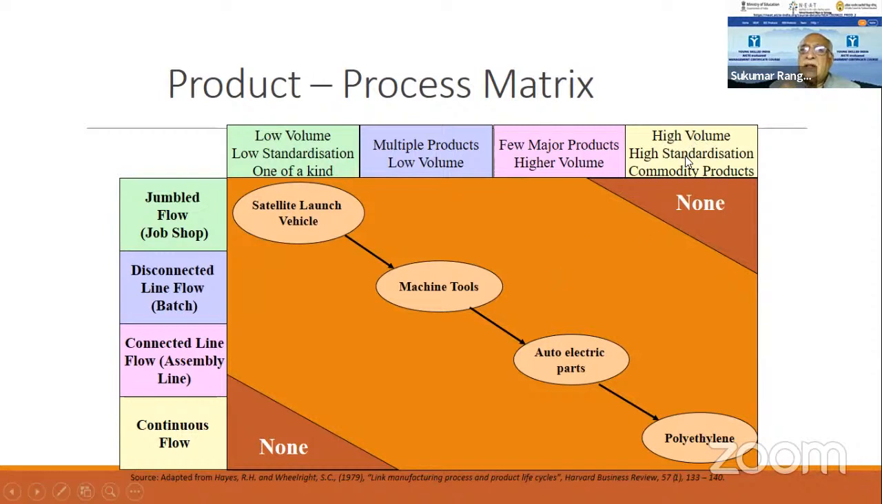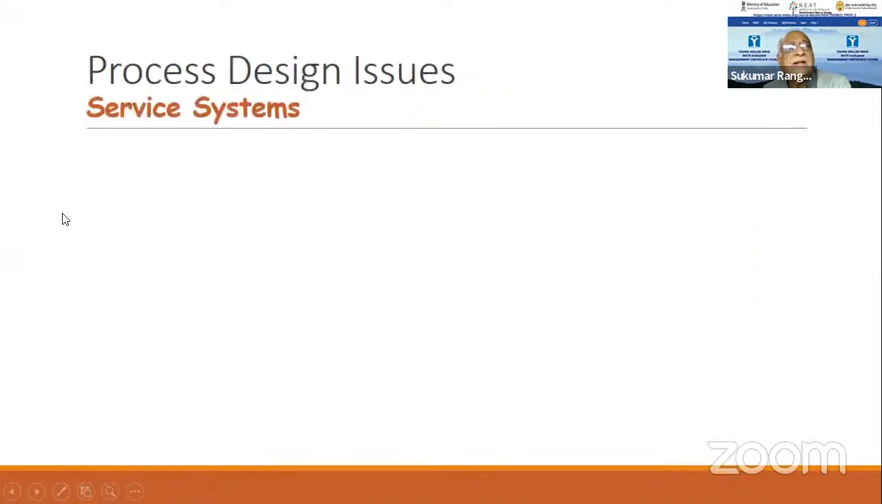And high volume, high standardization or commodity products, like petroleum, diesel, polyester fiber, even fabrics for that matter, are all called commodities. They use a totally continuous flow system. So this matrix very clearly and simply explains whatever we have done so far.